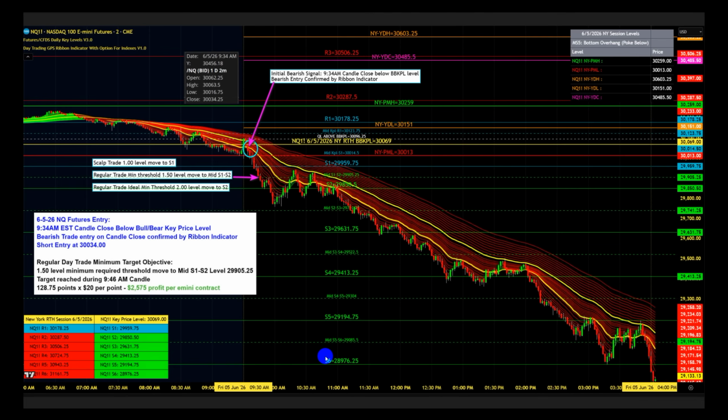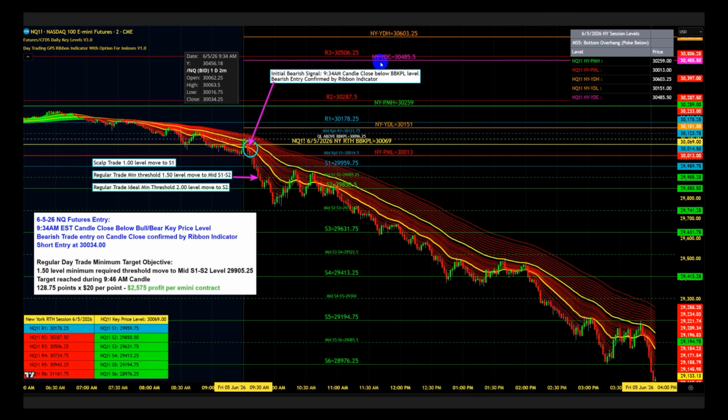Second, every trade entry has two required components. The first requirement is a confirmed candle close above or a confirmed candle close below one of the indicator's key price levels. This can be either one of the indicator's primary levels, including the bull-bear key price level, the main resistance levels, R1 through R10, or the main support levels, S1 through S10, or one of the five contextual key levels: pre-market high, PMH, pre-market low, PML, yesterday's high, YDH, yesterday's low, YDL, or yesterday's close, YDC.